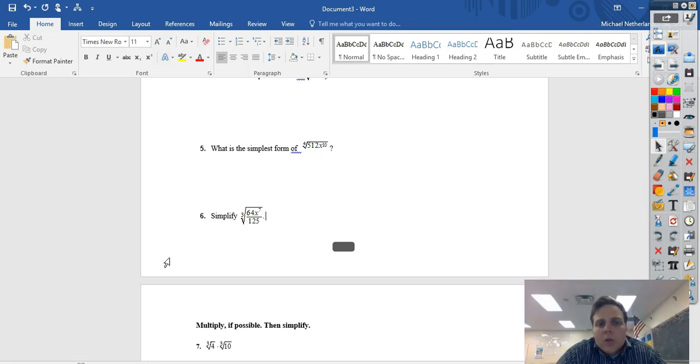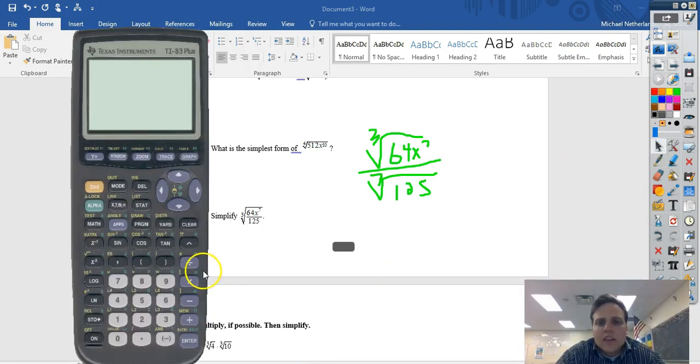Okay, so my suggestion on this problem is, one, to realize that 64 and 125 don't have anything in common. So then it might be best to break these up into being the cube root of 64x to the 7th divided by the cube root of 125. Okay, now what I always suggest is just check to see, can you take the cube root of 125?